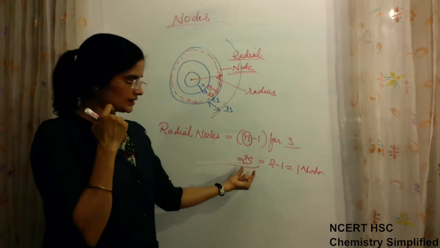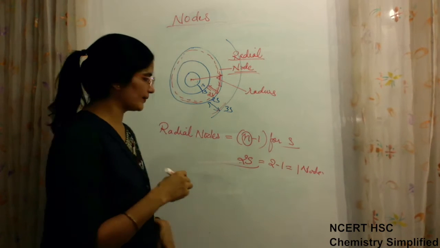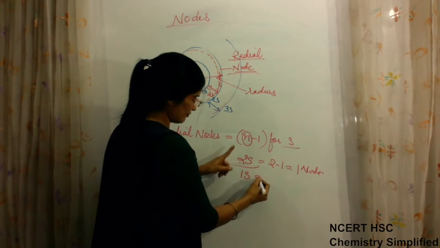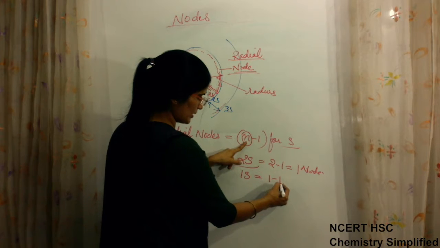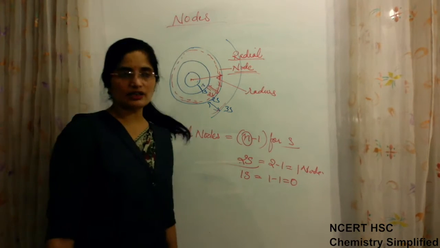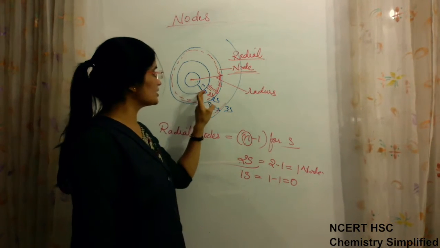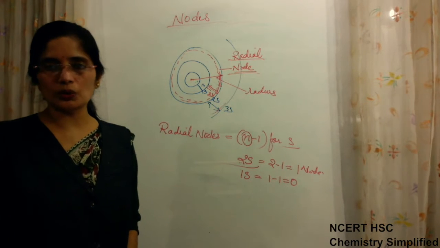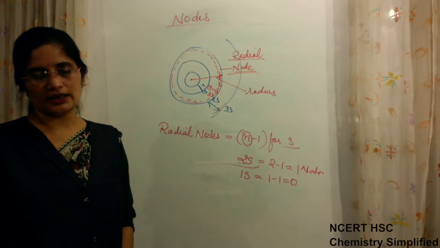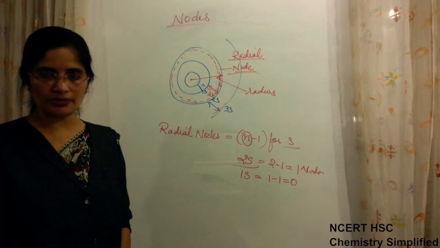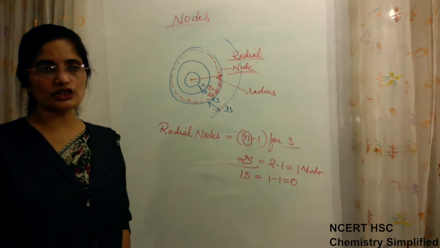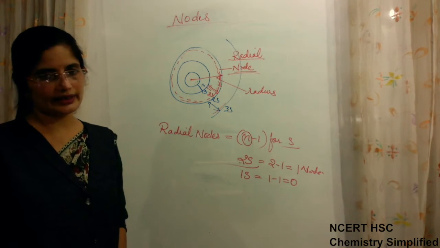In 2s orbital, the number of nodes will be 1. In 1s orbital, if I find where value of n is 1, 1 minus 1 is 0. That means in the 1s orbital, there is no node present. There is no place in 1s orbital where there is no probability of finding electron.